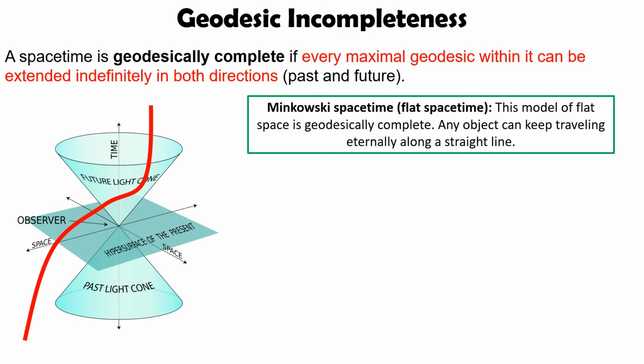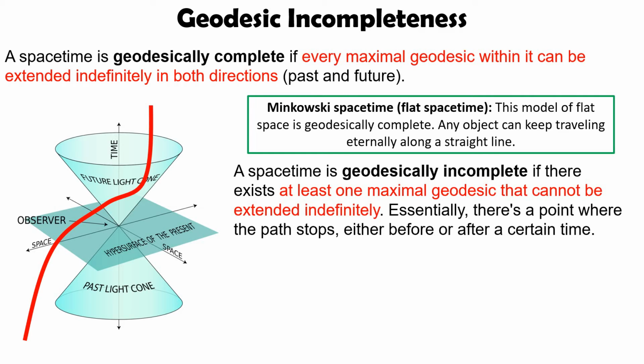So any object can keep traveling eternally along a straight line. Okay, so from completeness, let us try to explain and understand what is incompleteness. Space-time is geodesically incomplete if there is at least one maximal geodesic that cannot be extended indefinitely. So there is one point where the geodesic is stopping. There's one point where the geodesic cannot be extended further.